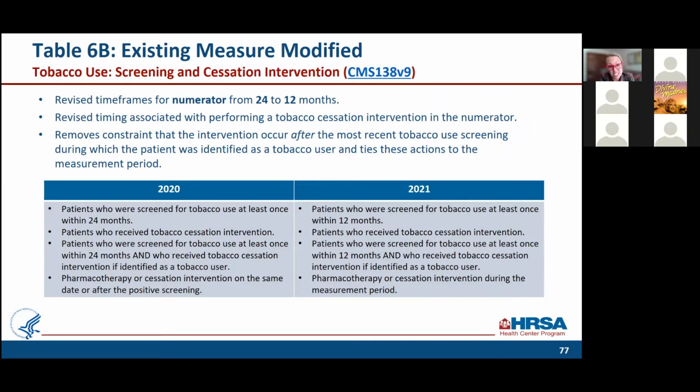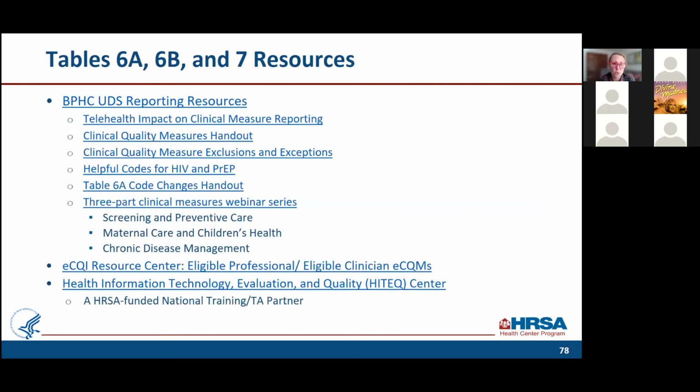The change is to the numerator, which now requires assessment within 12 months rather than 24 months, and no longer requires that the intervention needs to come after the most recent assessment. So now the cessation counseling or intervention just needs to be during the measurement period, meaning during the calendar year. We've tried to document these changes in the slide, so you can go back and refer to them as needed.